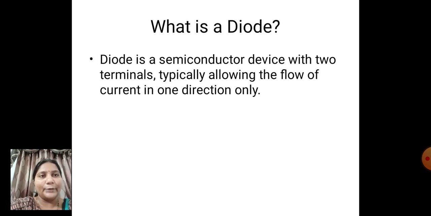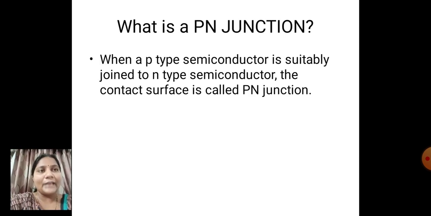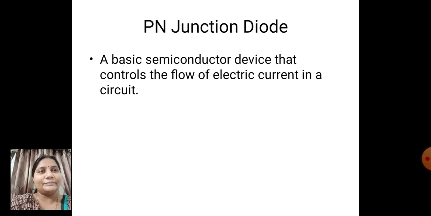Now, what is a diode? So, as the title implies, diode, di means two. So, diode has two terminals. One terminal is known as positive terminal and other one is negative terminal, and diode always allows the current in only one direction. Now, by combining p-n junction and diode, we can say that p-n junction diode is a two-terminal semiconductor device which allows the flow of current in only one direction and opposes the current in another direction.